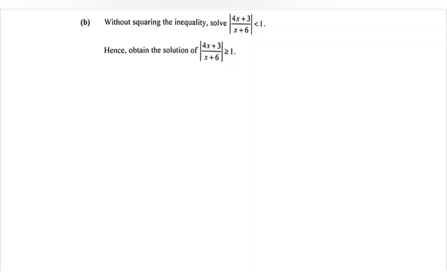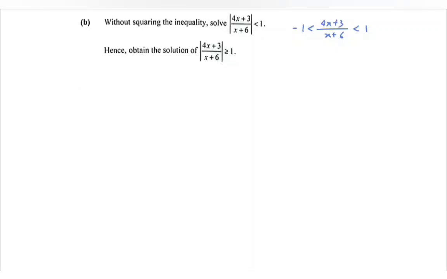Next, refer to B. Without squaring the inequalities, solve the situation given. So kindly focus on the situation. We have the AND case. Based on the definition, we have the AND case. So here we have negative 1 less than (4x plus 3) over (x plus 6) less than 1. So based on the definition, we have the AND case. 4x plus 3 over x plus 6, here we have less than 1. Here we have greater than negative 1.